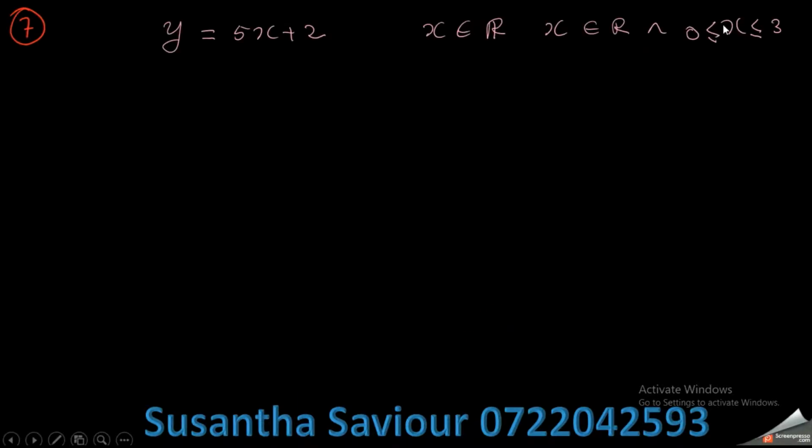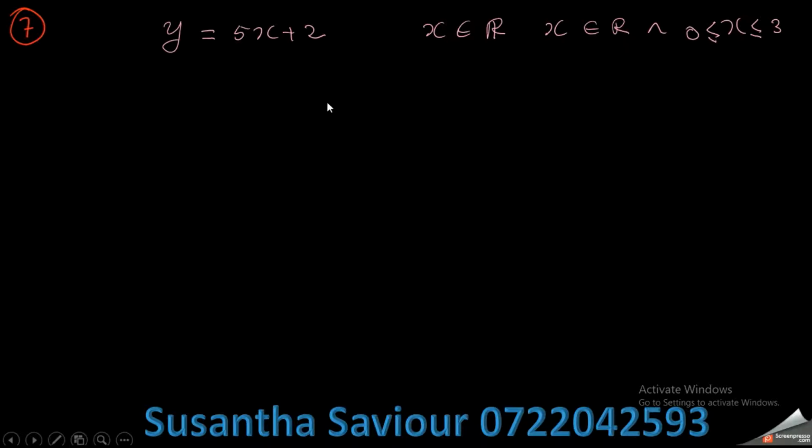We will take another example. Still we are in the straight line. Y equals 5x plus 2. X belongs to R, but there is a restriction. That restriction is x is in between 0 and 3. Note here 0 and 3 are included in the domain.